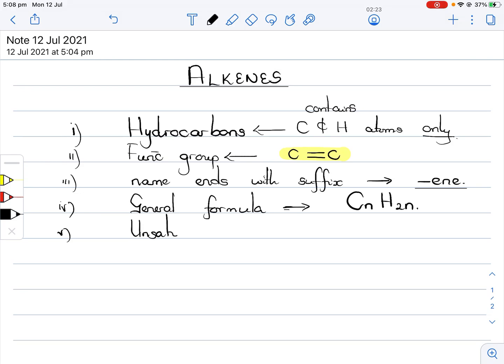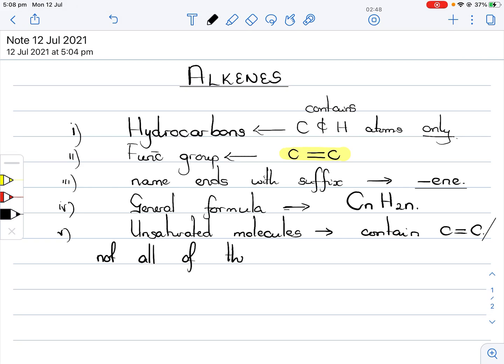Number 5, we say that they are unsaturated. They are unsaturated molecules. So the term unsaturated here means that they contain a double bond within the structure. Or we can say that the term unsaturated means not all of the bonds between the carbon atoms are single bonds.